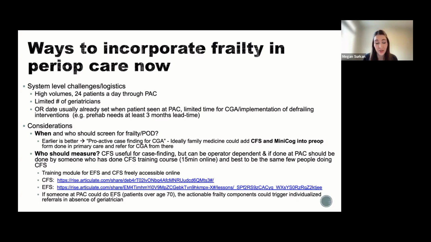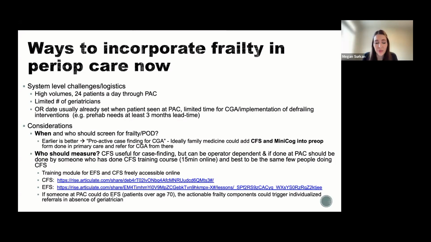So when and who should be looking at this. For the when, the earlier the better. So, what we call proactive case finding for CGA. If we screen someone positive for frailty, then ideally CGA is the best next step.